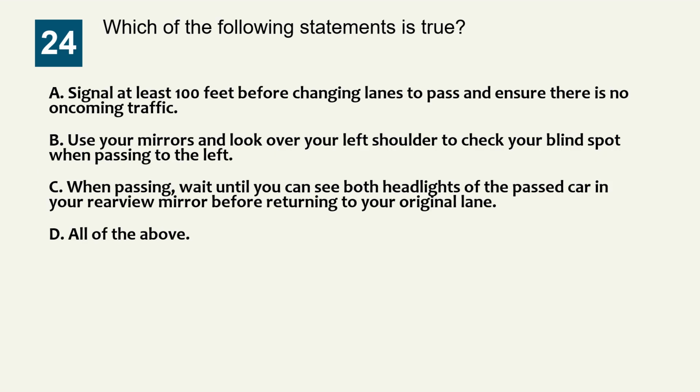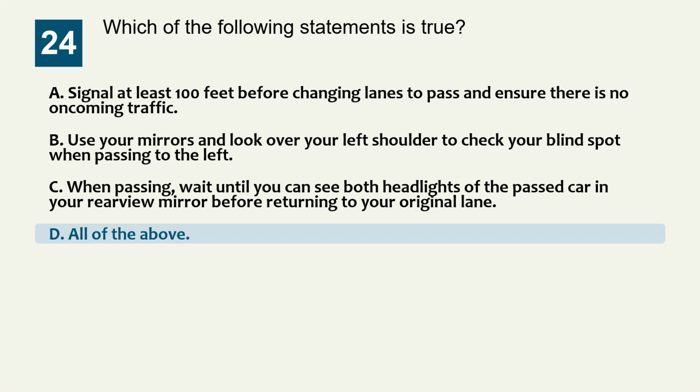Question 24. Which of the following statements is true? Option A, signal at least 100 feet before changing lanes to pass and ensure there is no oncoming traffic. Option B, use your mirrors and look over your left shoulder to check your blind spot when passing to the left. Option C, when passing, wait until you can see both headlights of the passed car in your rearview mirror before returning to your original lane. Option D, all of the above.